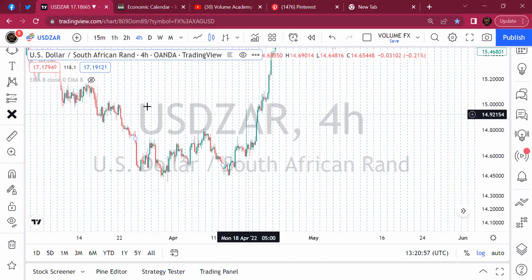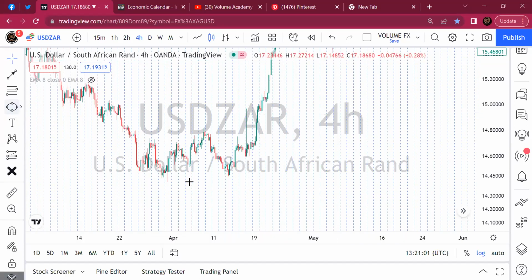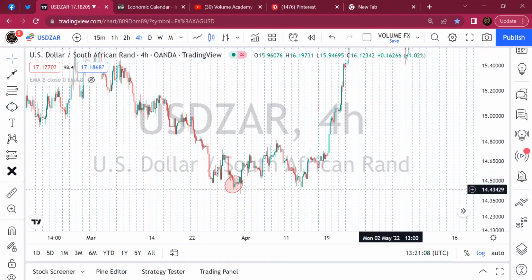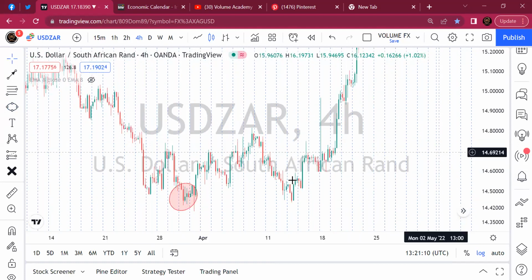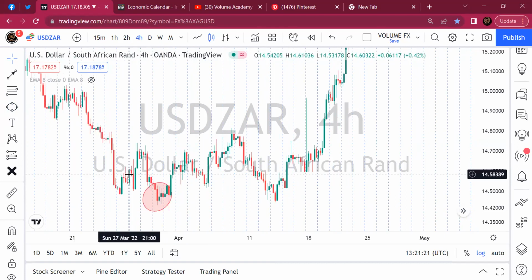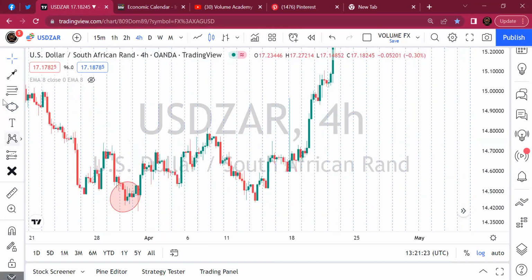Now this is where you will find a bullish Harami. Where is a bullish Harami? You can see it's there. The bearish Harami is the reverse of the bullish Harami, but I don't want to confuse you.